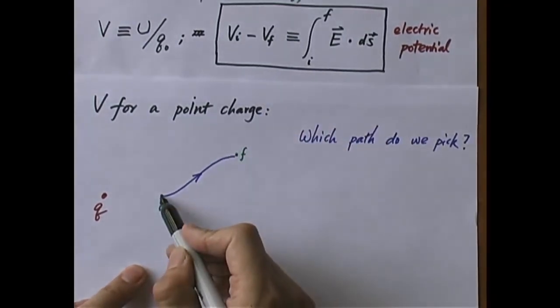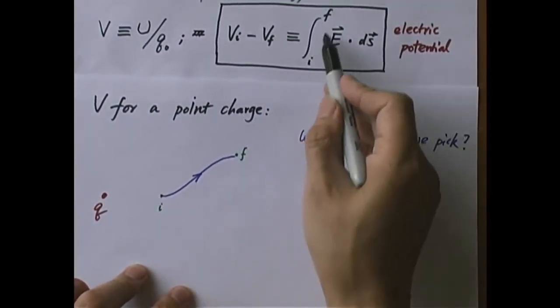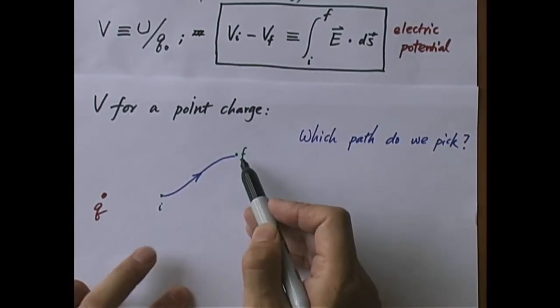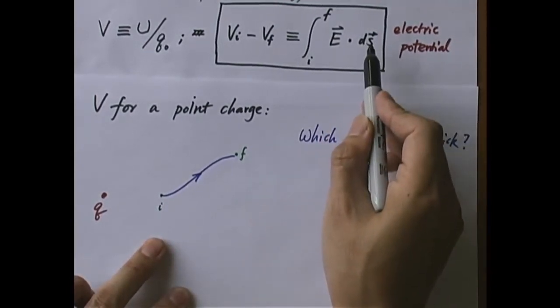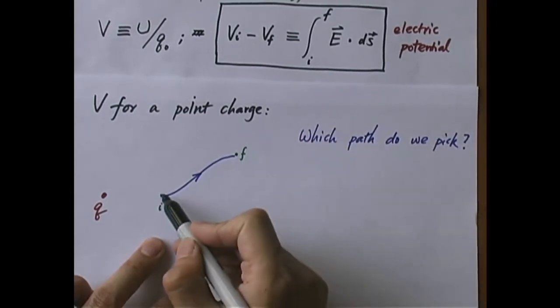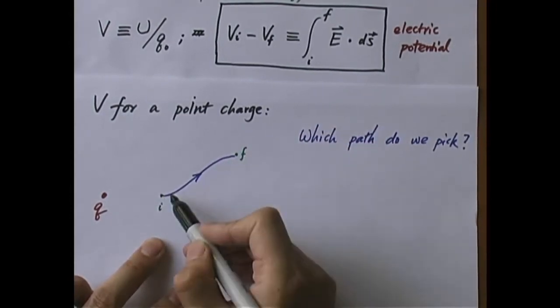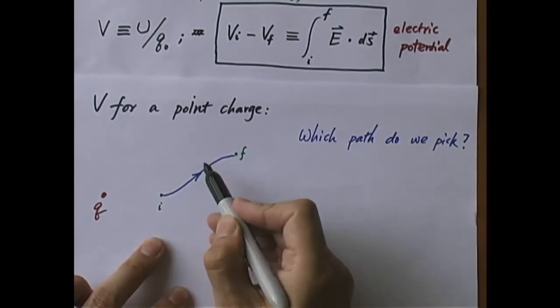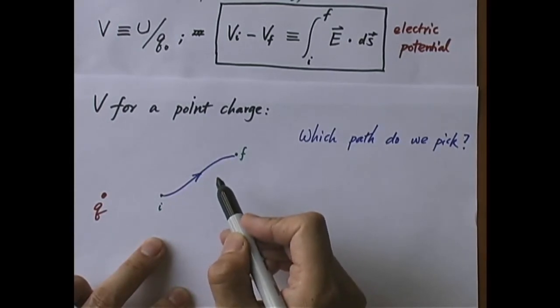Okay, you go from initial to final, any path. The path doesn't matter as long as you go from initial to final. Any path would do. All right, E dot ds. Now, here's the thing: as you move along an arbitrary path from here to here to here to here, does the electric field stay constant?